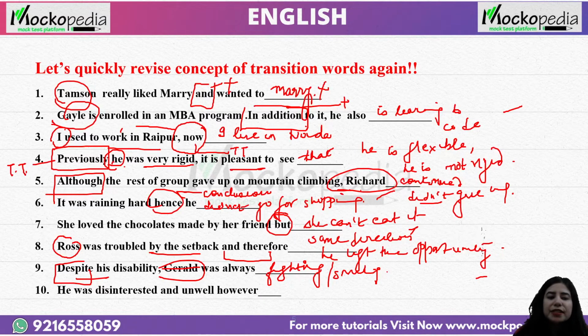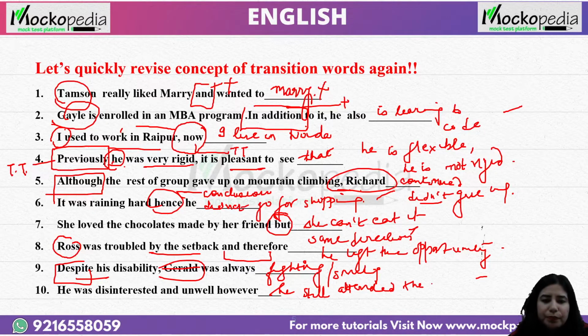He was disinterested and unwell, however. So if you see, we are talking about he. The rest of the statement gives the information that he was disinterested and unwell. Now there is this transition, however. So "however" is suggesting that something opposite happened. However, he still attended the party. Okay. So I hope we are clear with some fundamentals.